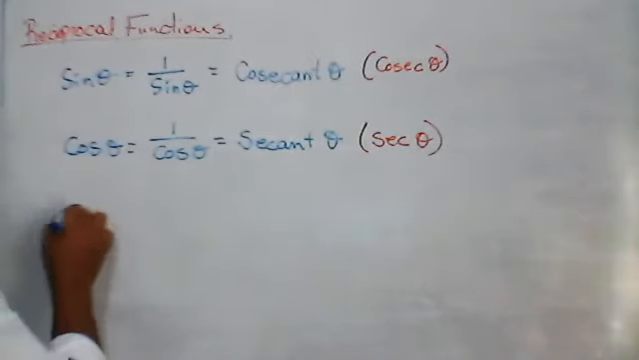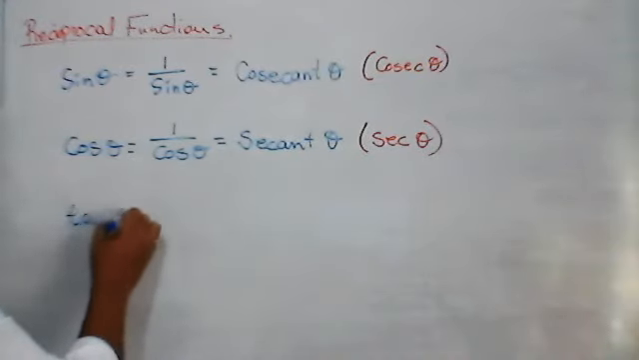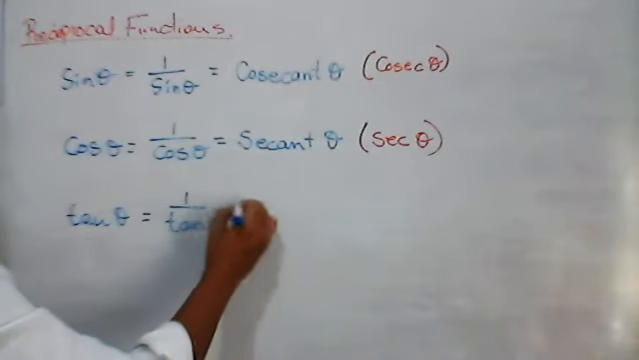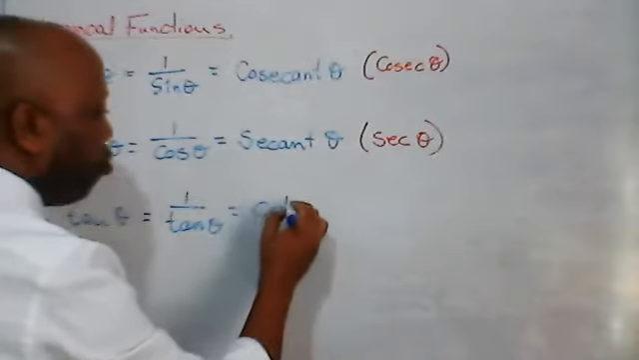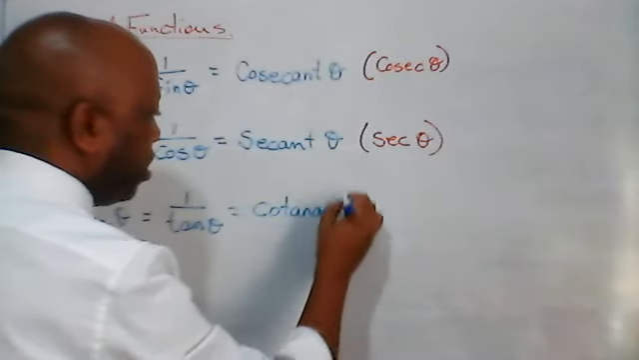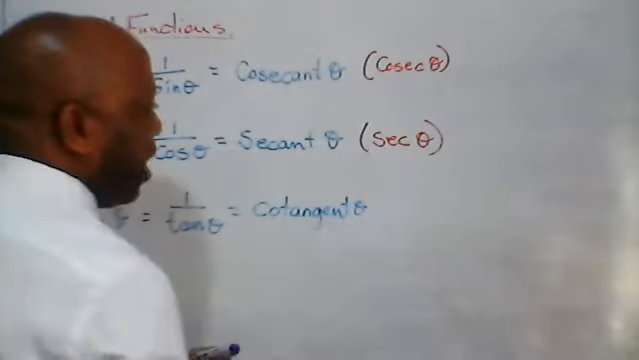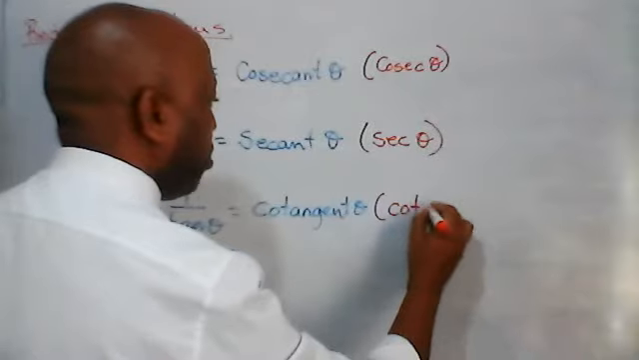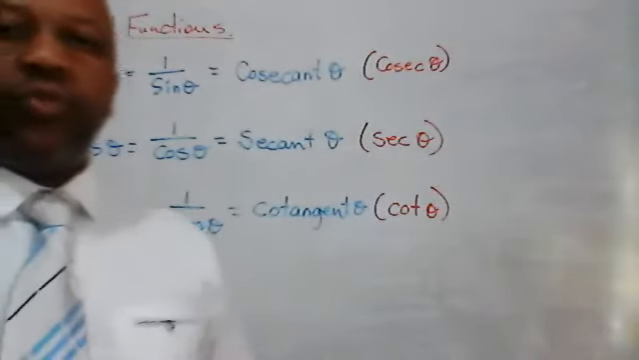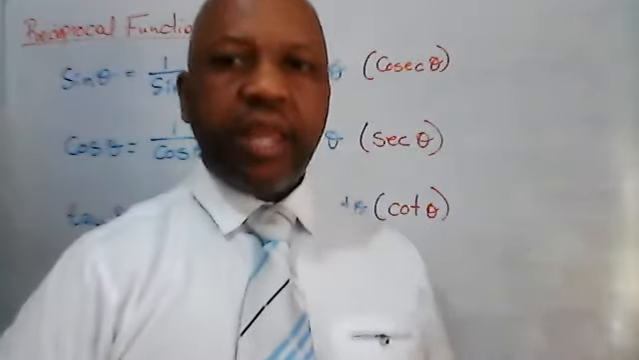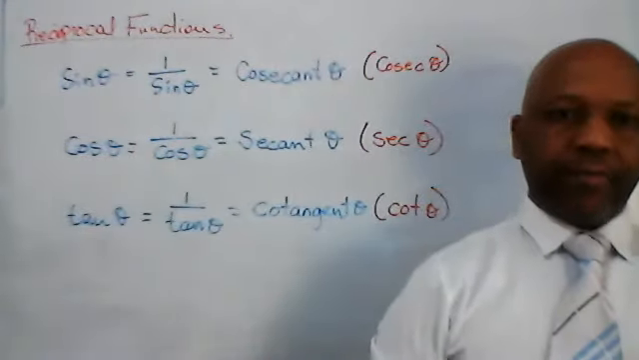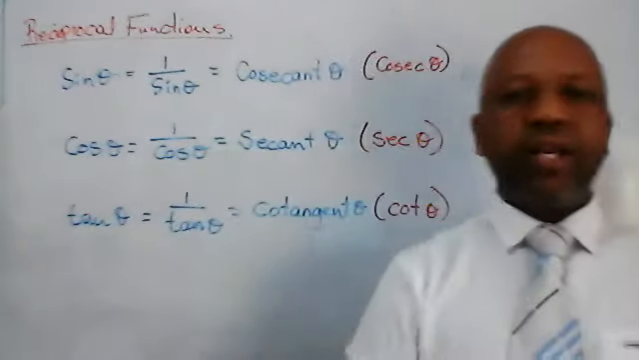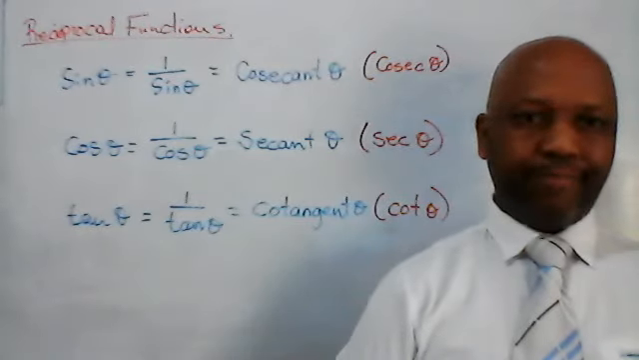And tangent of theta becomes the reciprocal 1 over the tangent of theta, which is the cotangent of theta and abbreviated as cot of theta. And those are reciprocal functions. Sine theta, reciprocal, cosecant. Cos theta, reciprocal, secant. Tangent theta, reciprocal, cot of theta.